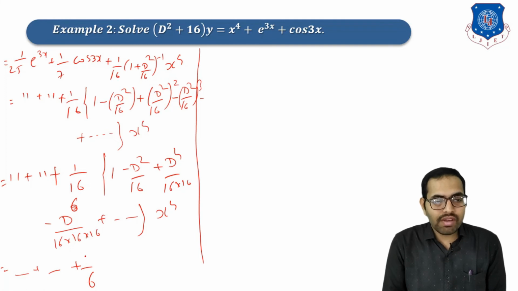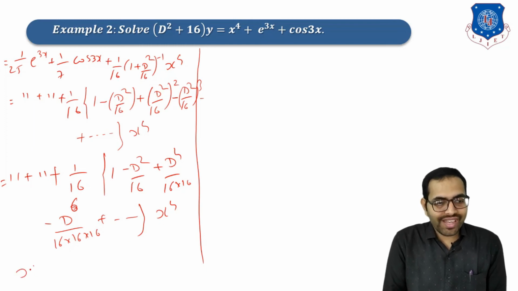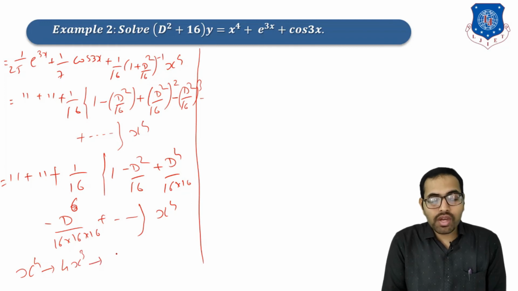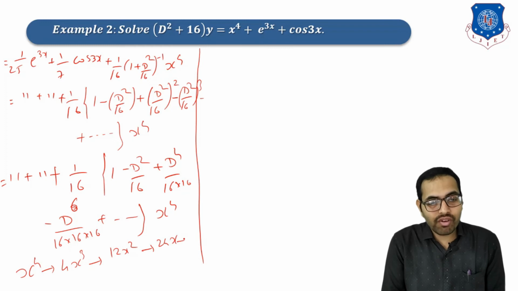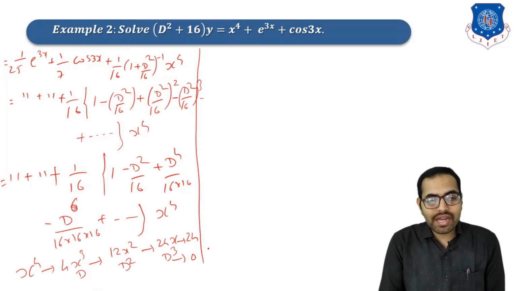Whenever we apply the binomial expansion, we require the derivative of that term. For that, the derivative of x raised to 4: single time, that is 4x cube; 2 times, that is 4 3s are 12x square; 3 times, that is 24x; 4 times, that is 24; then 0. Above this, the value of d, d square, d cube, d raised to 4, d raised to 5, d raised to 6 is also 0. Now just simplify this term.